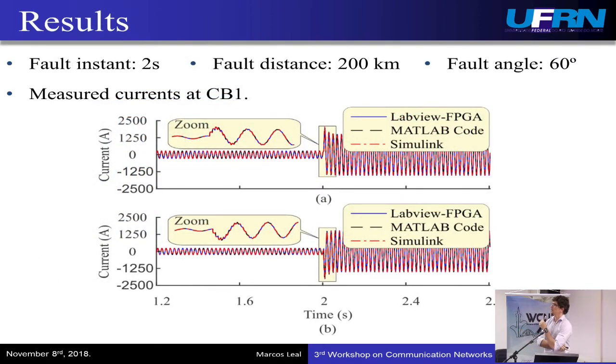Here is a comparison between the real-time simulator, the MATLAB code, and the Simulink result. We can see that all the waveforms overlap in the steady state and in the transient regime. It was a fault at 2 seconds, a fault distance of 200 kilometers, and a fault angle of 60 degrees.